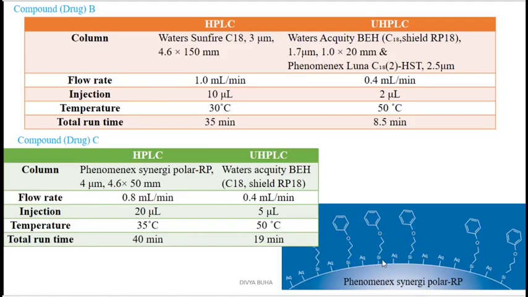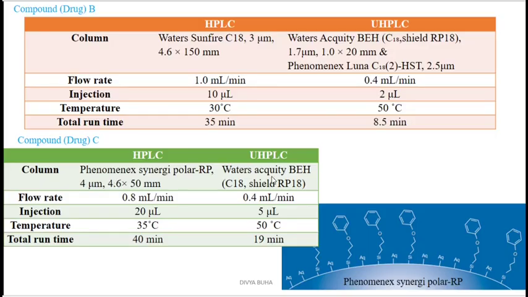So this is the Phenomenex Synergy Polar RP column, right? And it is sometimes even referred to as ether linked phenyl columns, because through ether the phenyl rings are linked with the carbon chain, and then the carbon chain would be bonded or linked with the silica particles. So over here the stationary phase particles would have a particle size of 4 micrometer. The length of the column would be 50 mm and the internal diameter would be 4.6 mm.